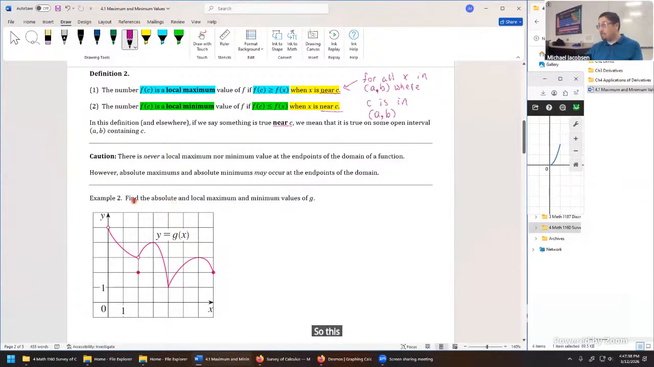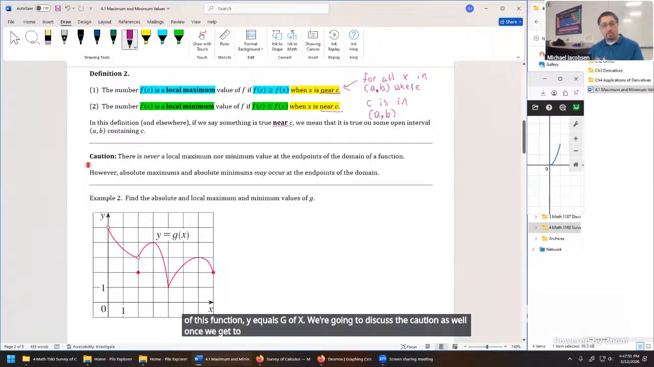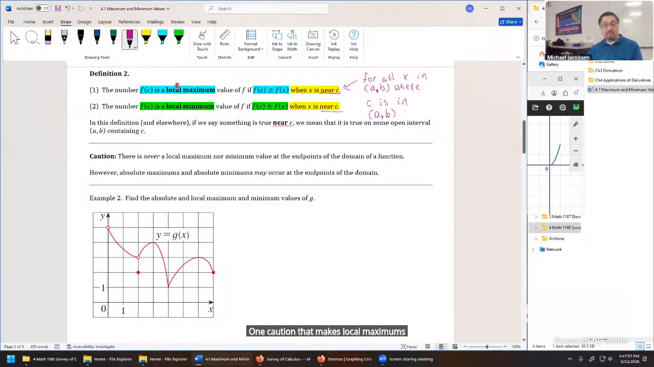So this problem says, find both absolute and local maximum and minimum values of this function y equals g of x. We're going to discuss the caution as well once we get to this. Well, might as well discuss it right now. One caution that makes local maximums and local minimums even trickier is when we say local, we're talking about x near c, which implies we're talking about an open interval containing c at the same time. But that causes one side effect in that definition. We're going to take this definition as literally as possible.